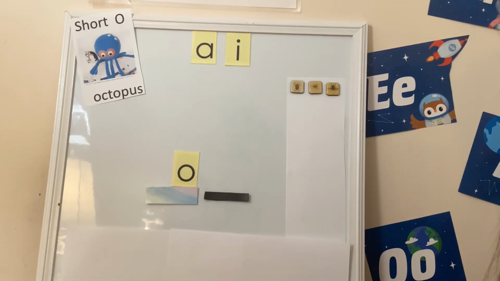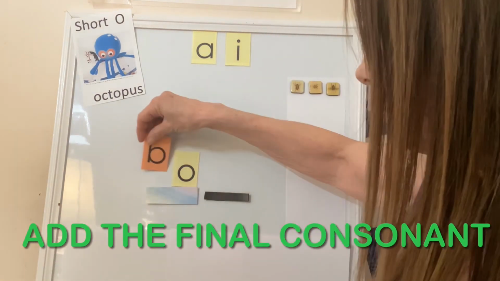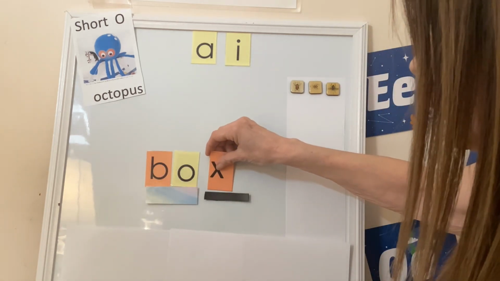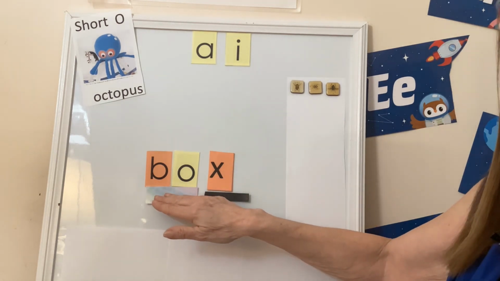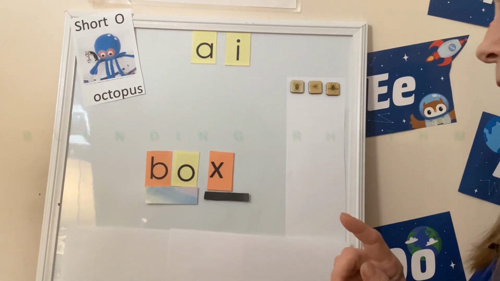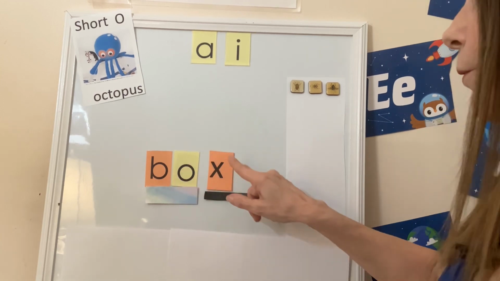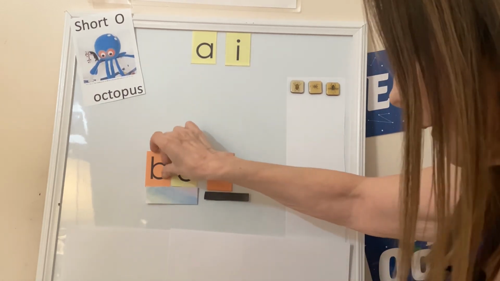Okay, so now we've done the baby sound. Now it's time to make words. So you could start off and show them, make a word. All right. Now, if they can read the word, that's fine. If not, that's when we do our blending rhythm. The vowel is ah. The baby says ba. The word is box. All right, and then you can give them another word and see if they can read it.